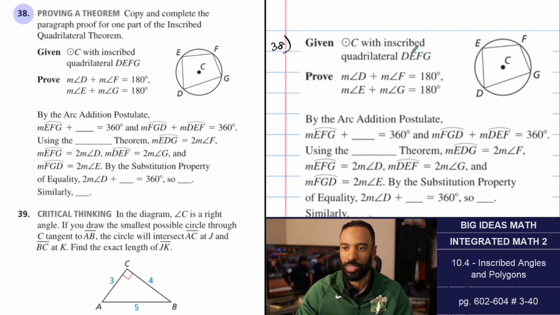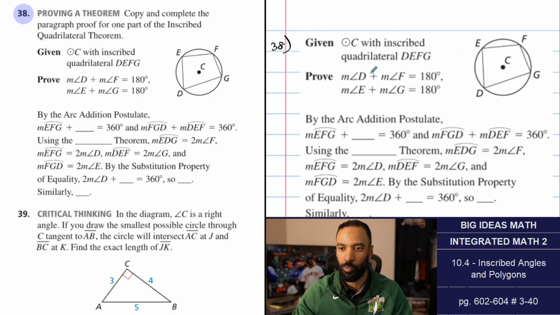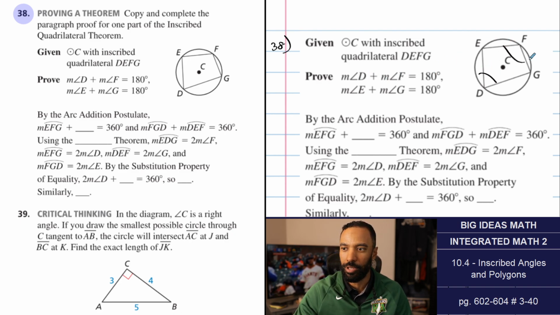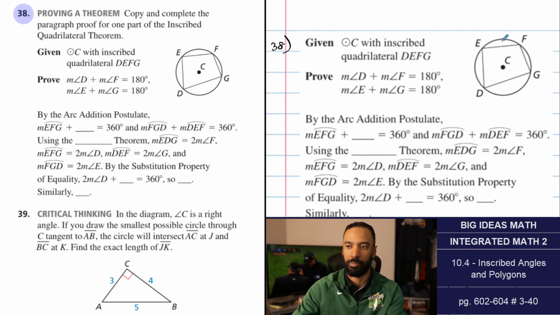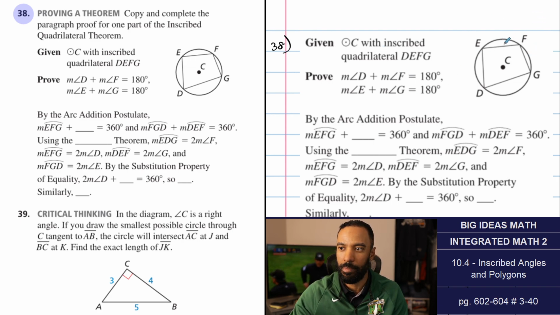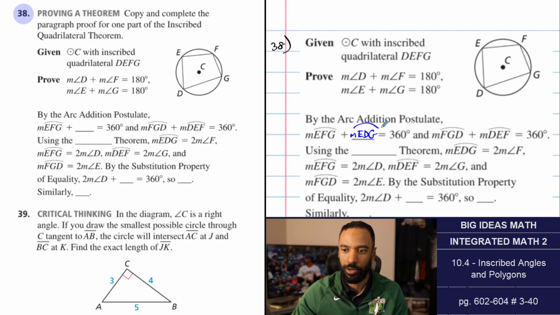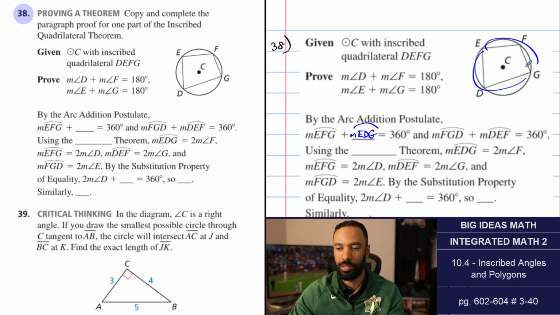Given a circle C with inscribed quadrilateral DEFG, measure of angle D plus measure of angle F is 180. We have to prove that D plus F is 180 and E plus G is 180. Not congruent, supplementary. By the arc addition postulate, measure of arc EFG plus measure of arc EDG is 360 degrees. So this plus this should be 360 as a whole.